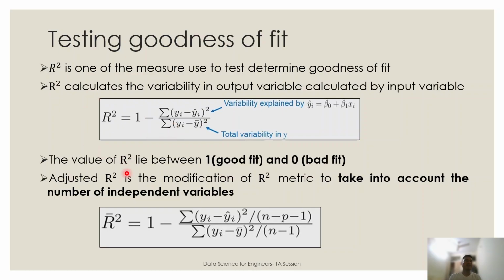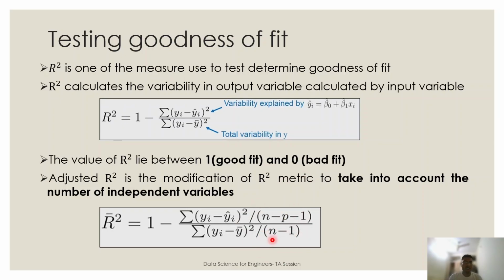The next one, to make it better, is the adjusted R square. It is just a modification of R square, because R square does not take the number of independent variables into account. So that's why they are doing n minus p minus 1. That's the way they are doing it here.